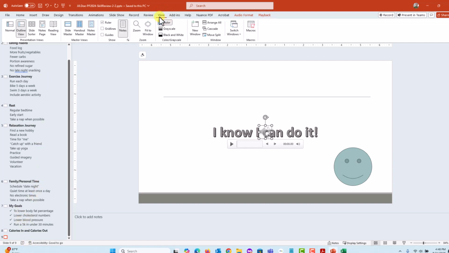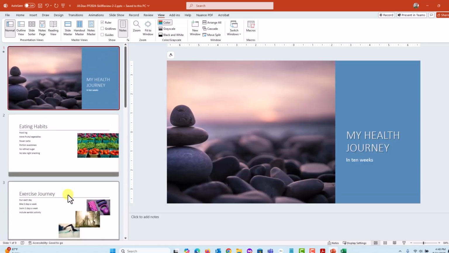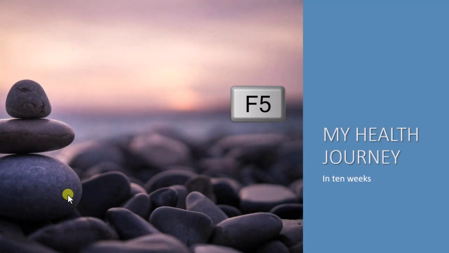But remember, this was from view. We could switch back to normal view if we wanted. Remember, when we have our thumbnails selected, Control Home will take us to slide 1. Also, if we press the F5 key, it'll start the presentation from that slide. So I'm going to press the F5 key. There's my slide. Wouldn't it be nice to have music here at the start?